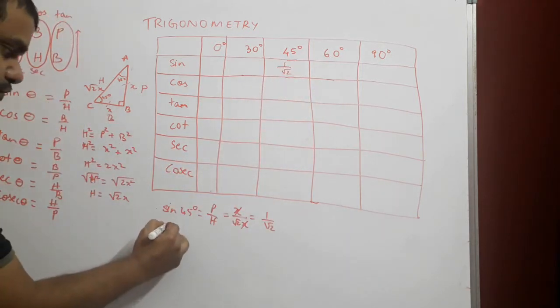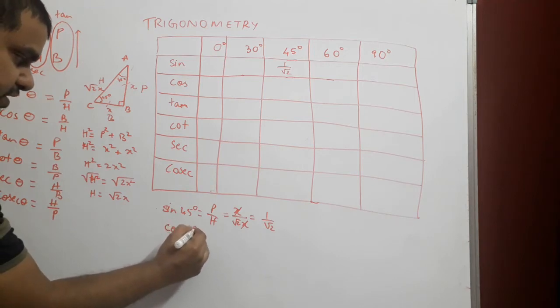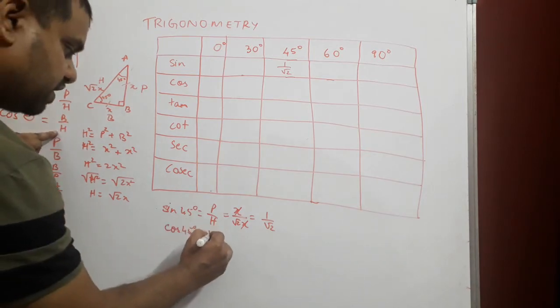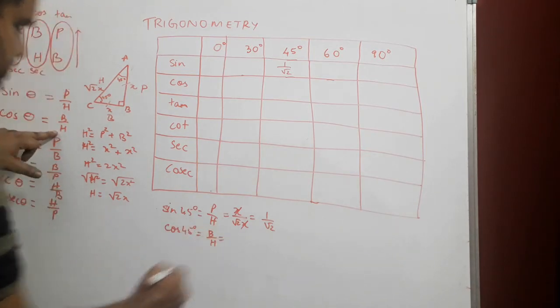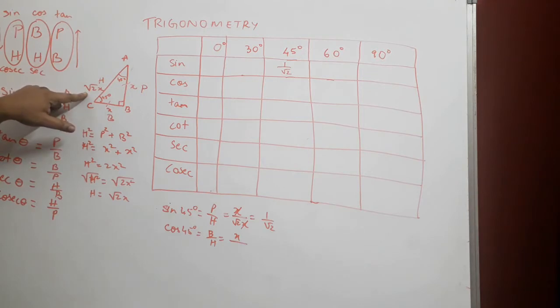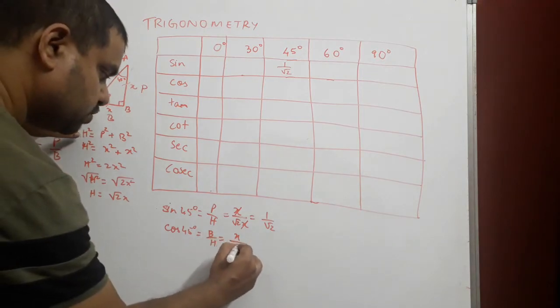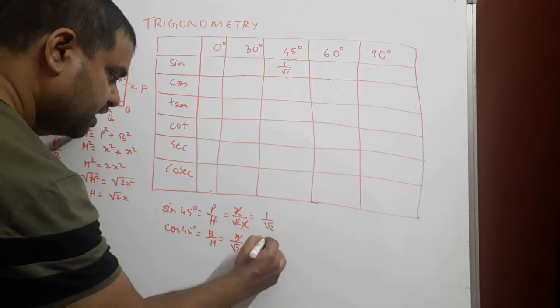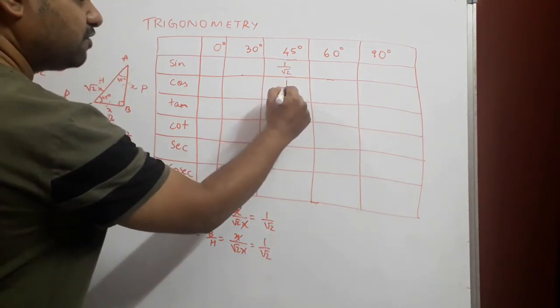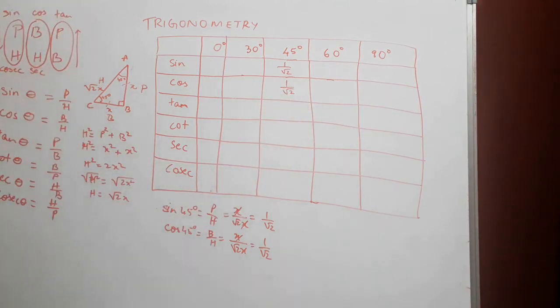Similarly, we will find out what is cos 45 degrees. Now cos 45 degrees, let's look at what is cos theta. Cos theta is b upon h. So we write over here b upon h. What is your base in this figure? Base is x. So what is h, that is hypotenuse? It is root 2 x. So once again x will cancel and we are left with 1 upon root 2 once again. So both sine of 45 and cos of 45 degrees is 1 upon root 2.